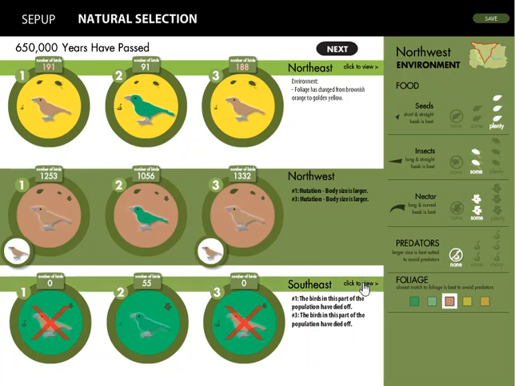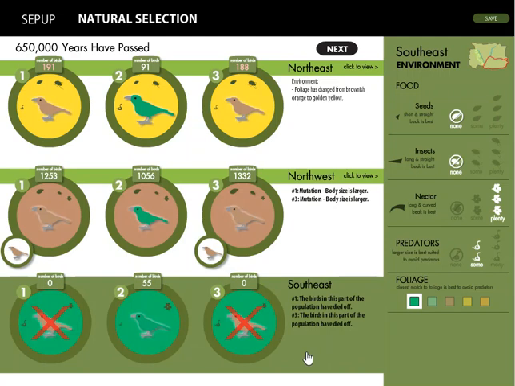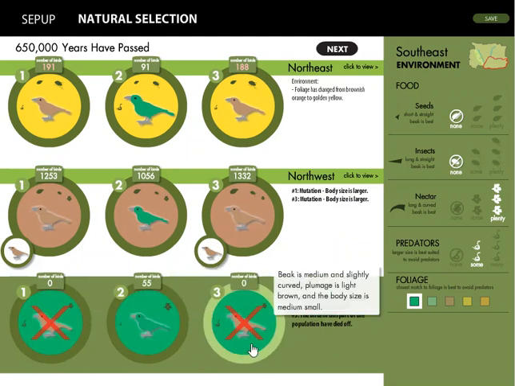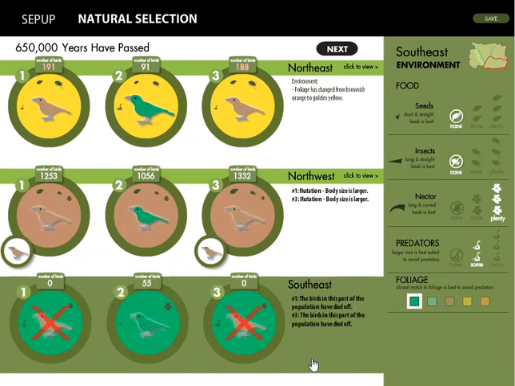All right, the third region, the Southeast, wow, we've had a rapid decline. In this more green region, if you remember, there were no seeds or insects, but lots of flowering plants. It's kind of unusual for a habitat, but that's okay. We've noticed that two of the three populations in that region have completely died off.